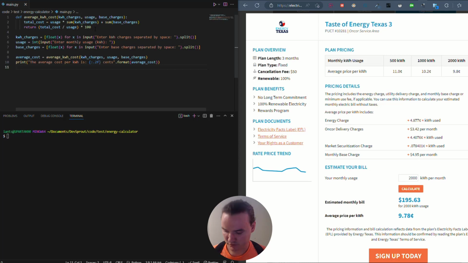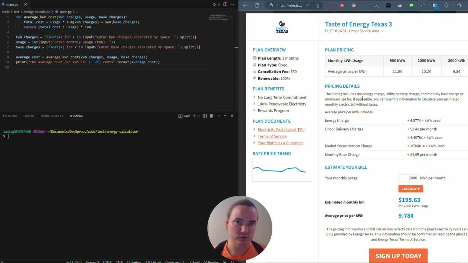We multiply it by 100 so that we get the formatting of cents per kilowatt hour. So down here, we have some code that essentially gets user input from the terminal whenever you run the program. That way you don't have to keep updating the file itself. So it'll ask you for some input, you'll put that input, it'll plug it into this function, and then it'll print the result in a nice little formatted string. So let's take a look over here.